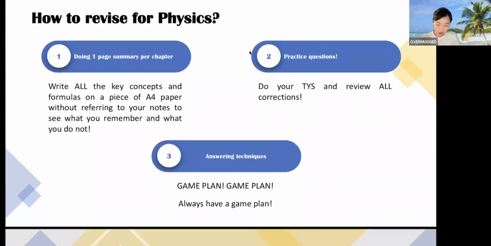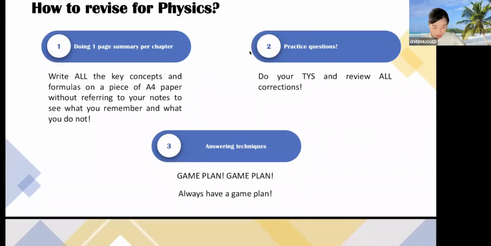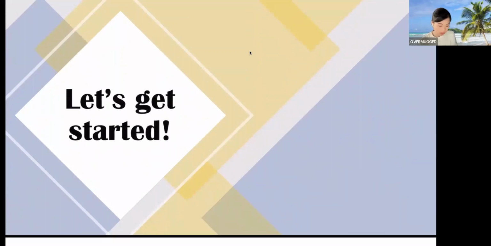Then obviously also have your answering techniques, in the sense that you always have a very broad game plan of how you're going to answer the question. What is this question asking about? What topic am I being tested on? Once you have all these little things in your head, it narrows down the things that you need to pick up from your data booklet, and it's not so confusing for you. Okay, so let's get started on the first topic.